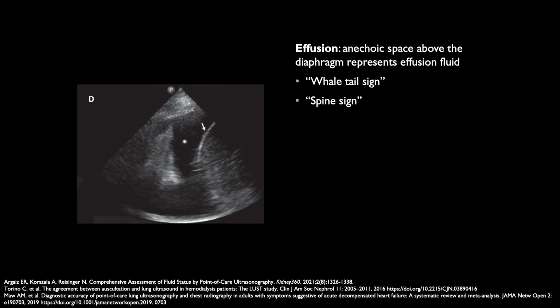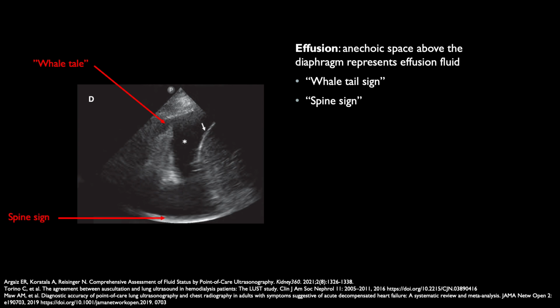Things to look for include the whale tail sign, which is represented by the edge of the lung floating in the effusion fluid. Another one to look for is the spine sign, a hyperechoic structure at the distal end of the ultrasound view. This is indeed the vertebral spine, which can be seen in this situation because the effusion fluid provides a conductive medium for the ultrasound waves to penetrate further than they would through regular lung parenchyma.